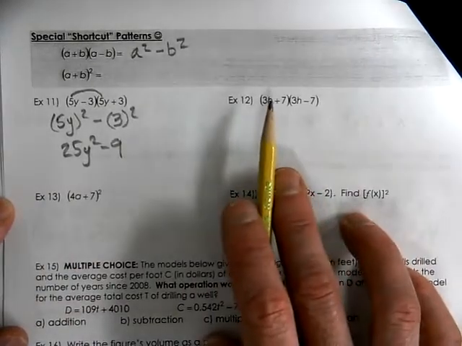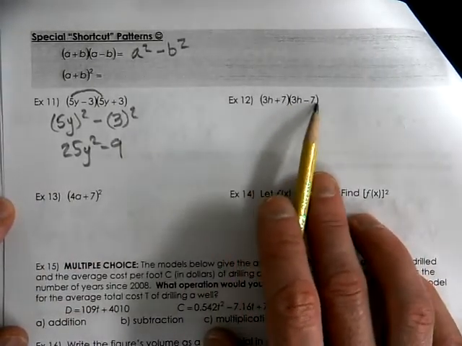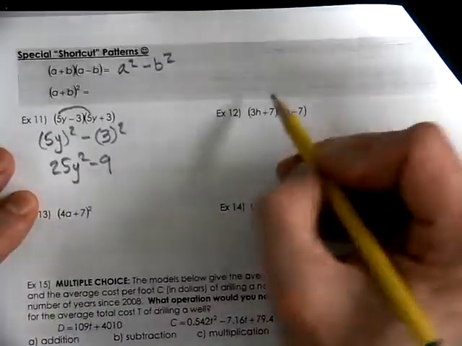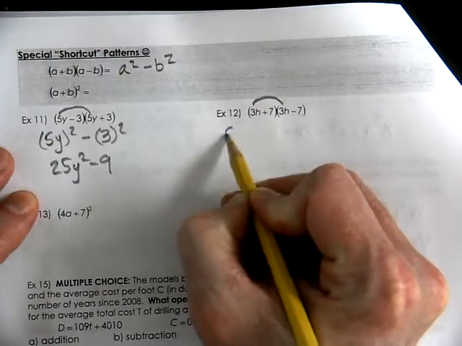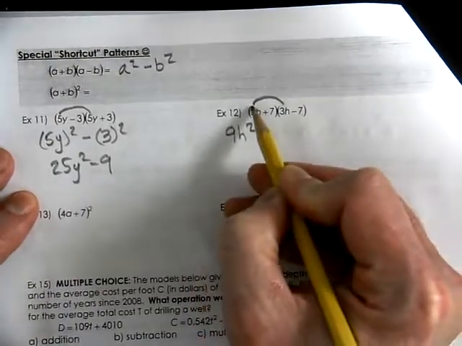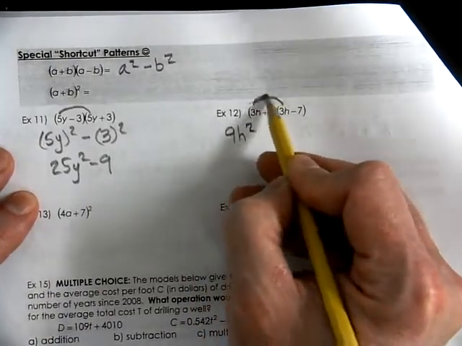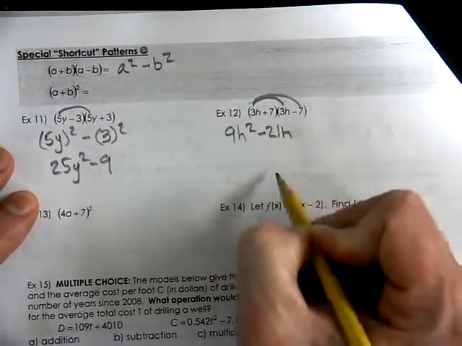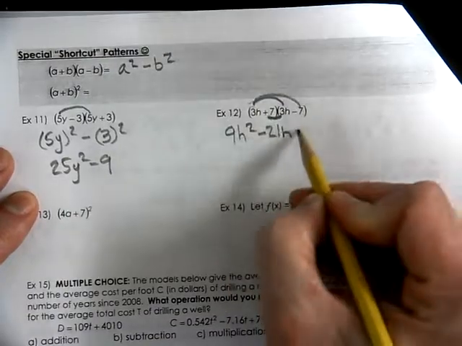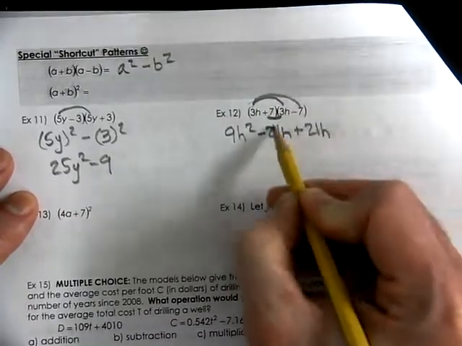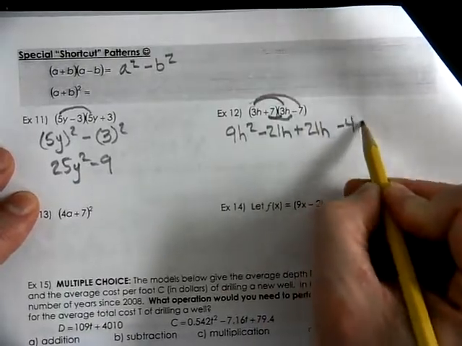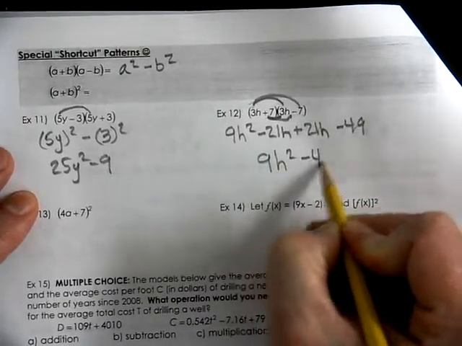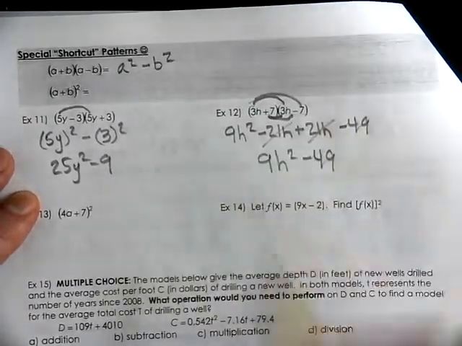Here's another one where we could just call it 9h squared minus 49. That's the answer. But if you use the FOIL so that you don't have to recognize so much, 3h times 3h, 3h times negative 7 is negative 21h. This would produce a positive 21h. Then you get your negative 49. So the correct answer is 9h squared minus 49 because these terms cross out.